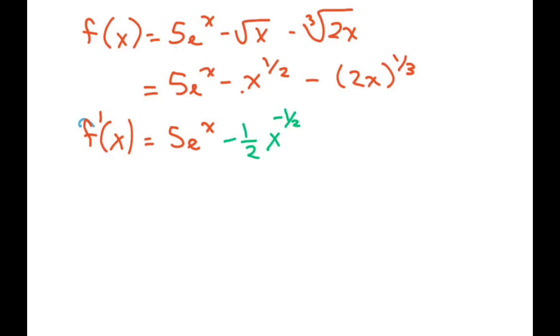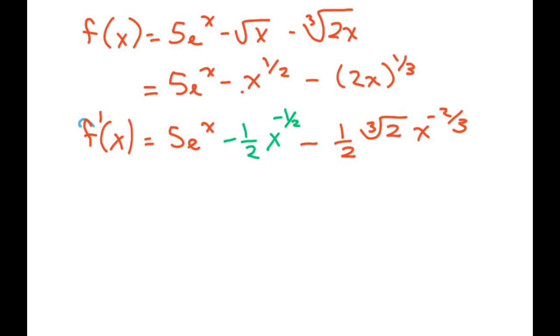And then for this piece, we take the 1/3, and the derivative of 2 to the x is just 2, so that's really going to be 2 to the 1/3. And I'm going to go ahead and write it as the cube root of 2. And then we have the x portion, and that's going to be minus 2/3. So I took it all apart.